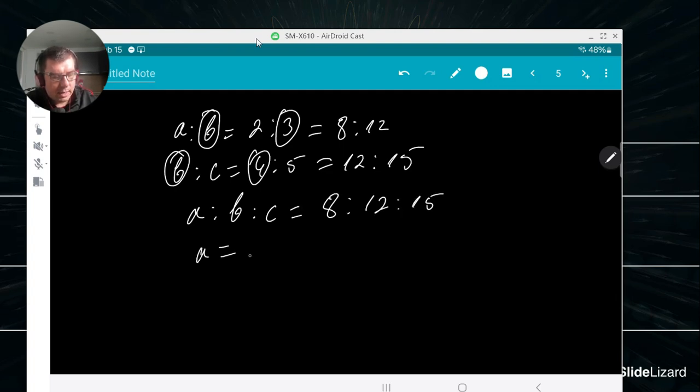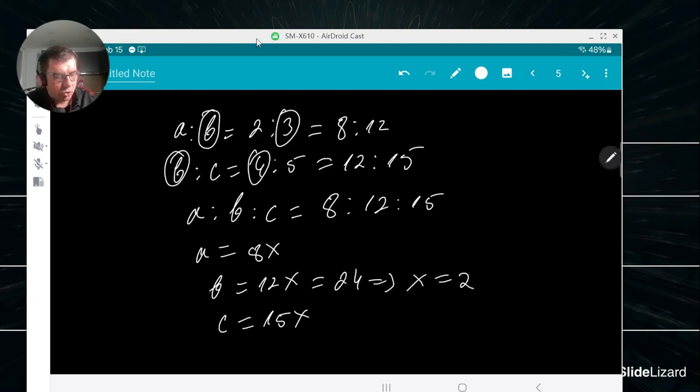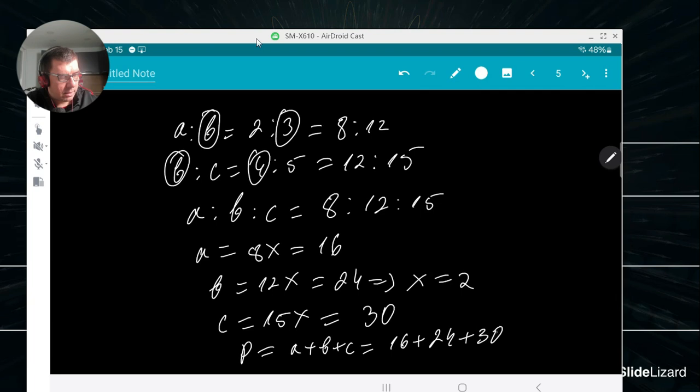a equals 8x, b equals 12x, and c equals 15x. So the middle side is b, obviously. It's 12x, and this is 24. Therefore, x equals 2. So a will be 16, c will be 30, and the perimeter will be a plus b plus c, which is 16 plus 24 plus 30, which is 70 centimeters. And that's the answer.